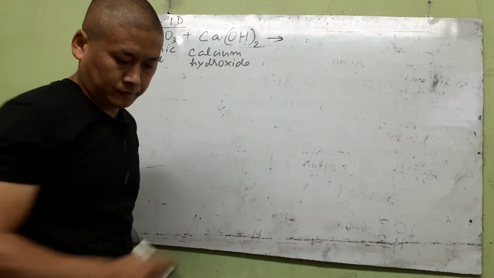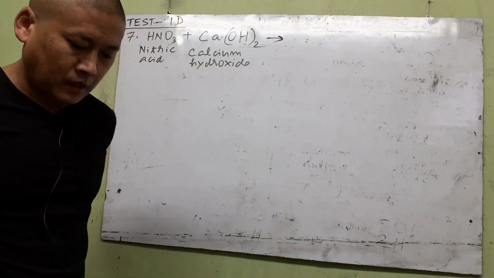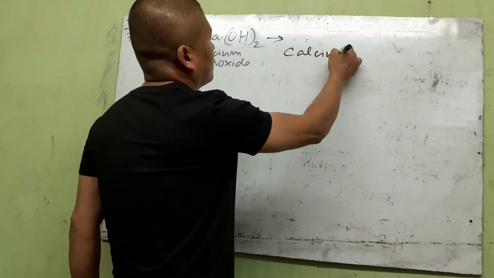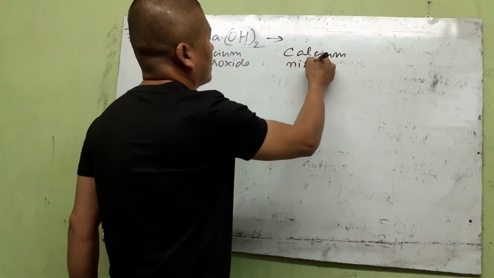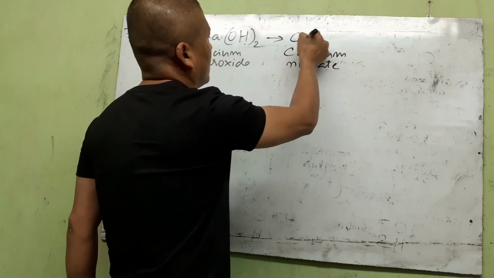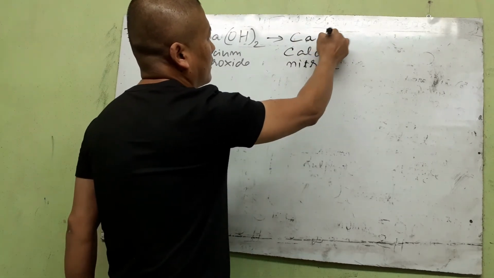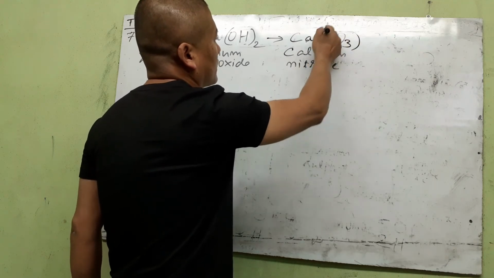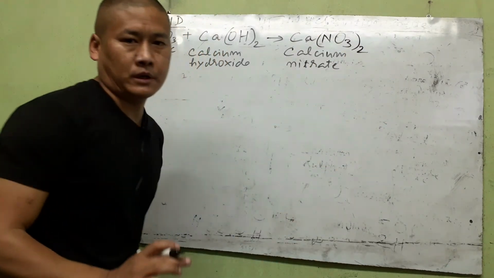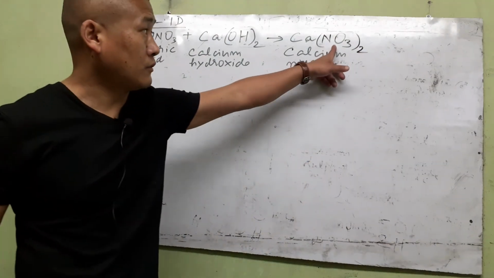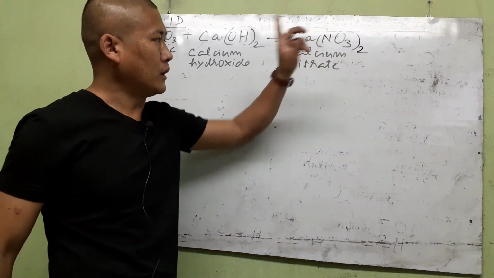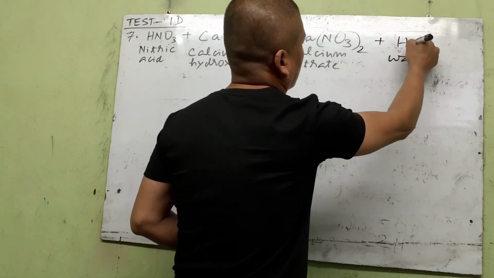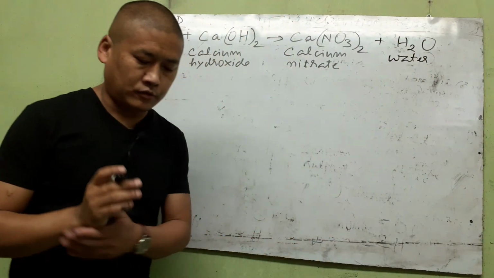So when these two react, the question is saying to give calcium nitrate and water. Calcium nitrate, so Ca2+ calcium ion, nitrate ion, NO3 1-, 1 and 2. So 2 will go to the lower backside of NO3 only after bracket, right? Because NO3 nitrate is a compound ion containing 4 atoms, and water, and means plus. So this is the skeletal equation, with H2O.